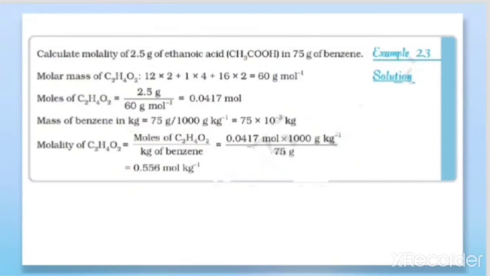Next is also a textbook solved problem, example 2.3. Calculate the molality of 2.5 gram of ethanoic acid in 75 gram of benzene. As I told you, first we have to identify the solute and the solvent. Here ethanoic acid is dissolved in benzene. So this is the B component, that is the solute, and benzene is the solvent, that is the A component.